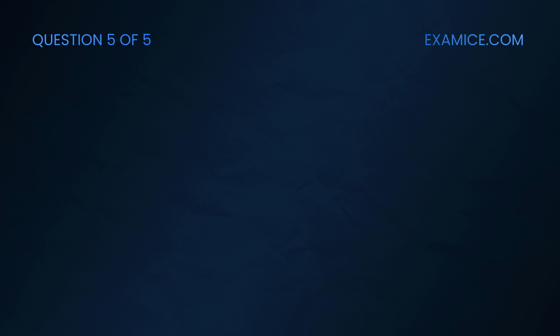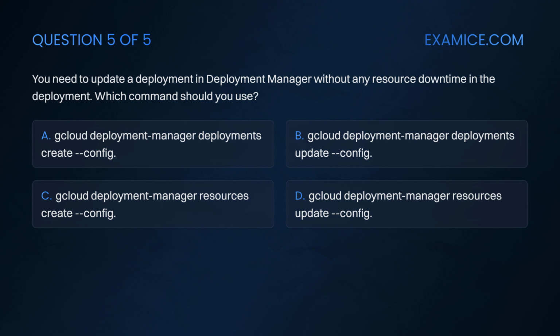Question 5. You need to update a deployment in Deployment Manager without any resource downtime in the deployment. Which command should you use? Option A. gcloud deployment-manager deployments create --config. Option B. gcloud deployment-manager deployments update --config. Option C. gcloud deployment-manager resources create --config. Option D. gcloud deployment-manager resources update --config.